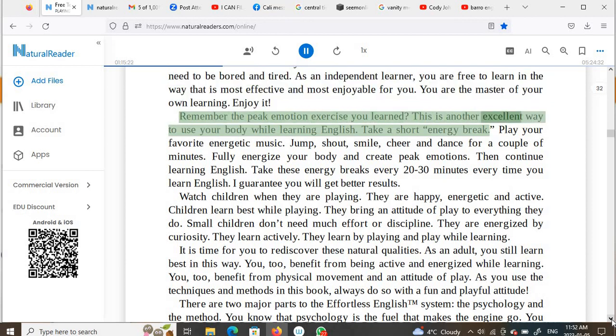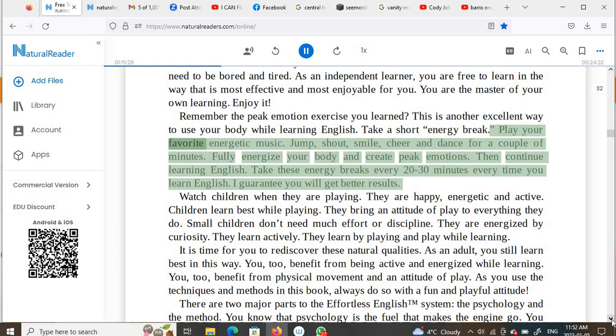Remember the peak emotion exercise you learned? This is another excellent way to use your body while learning English. Take a short energy break. Play your favorite energetic music. Jump, shout, smile, cheer and dance for a couple of minutes. Fully energize your body and create peak emotions. Then continue learning English. Take these energy breaks every 20-30 minutes every time you learn English. I guarantee you will get better results.